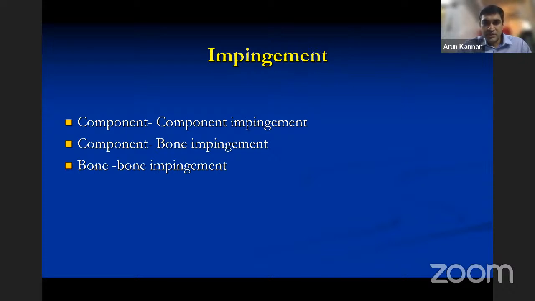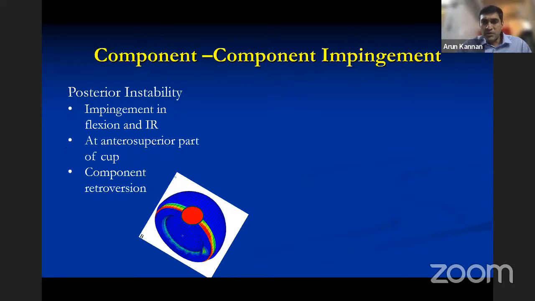We look at the three types separately. Component impingement is a very well-studied topic, especially if you have posterior instability, which is what many of us are worried about. It is impingement in flexion and internal rotation. The impingement happens in the antero-superior part of the cup, and it is often related to component retroversion. Either the femur or acetabulum is retroverted, and it impinges on the antero-superior part and dislocates posteriorly.